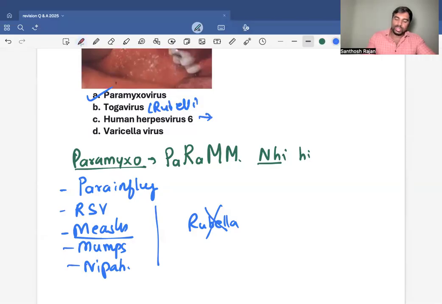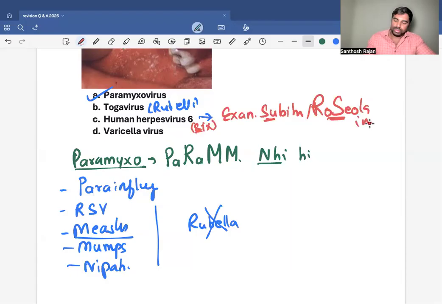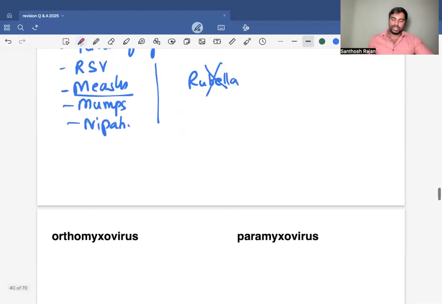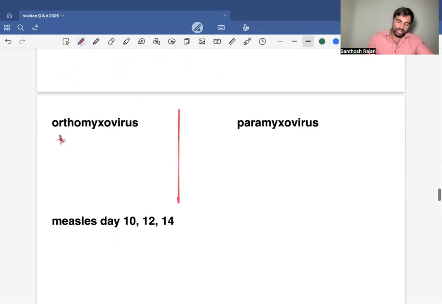HHV-6, you know what it causes? It causes exanthema subitum, or roseola. So it's 6, everything with 6. Roseola infantum, exanthema subitum. Varicella is the chickenpox virus. So the answer is paramyxo. Very easily we got it. As already told, that's the paramyxo group. Orthomyxo is usually influenza.